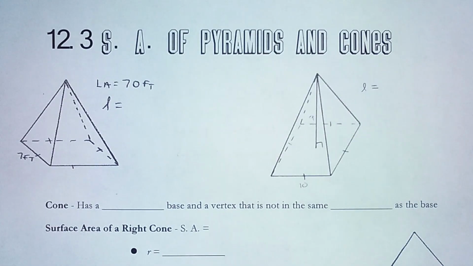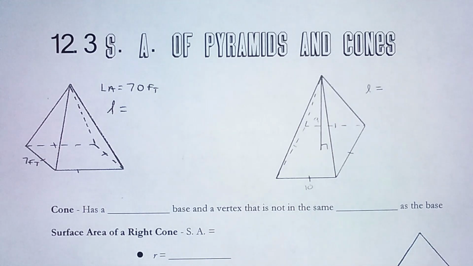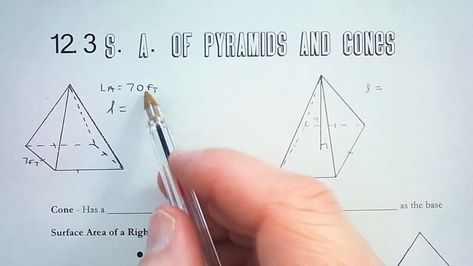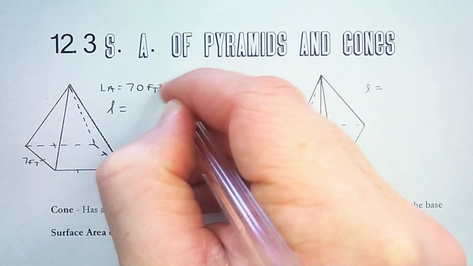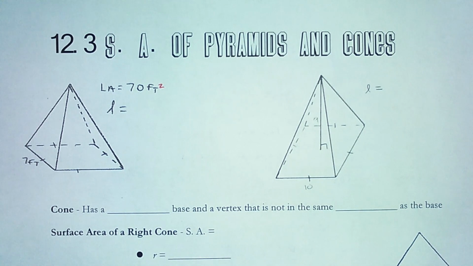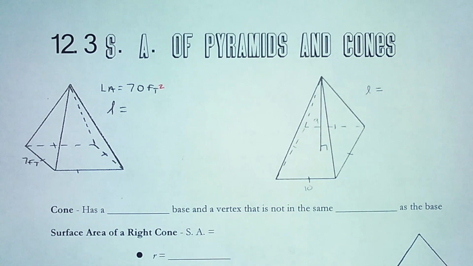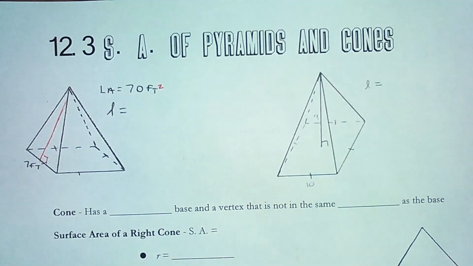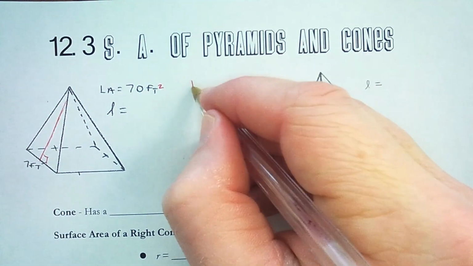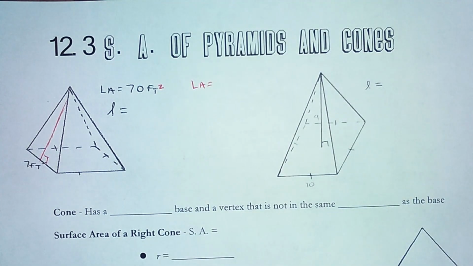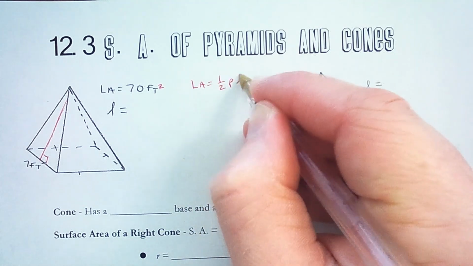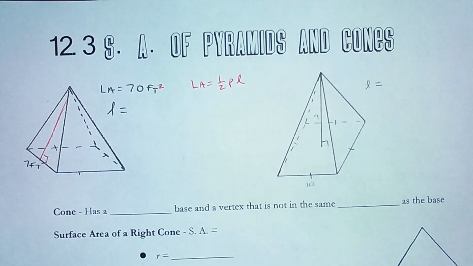Okay, so we have 2 more, and then we will talk about cones in our next video. This time we are given that the lateral area is 70 feet, and that should actually say 70 feet squared. We want to find the slant height. The lateral area, we talked about a little bit, it's everything except the base. So no base, it's just 1/2 perimeter times slant height.